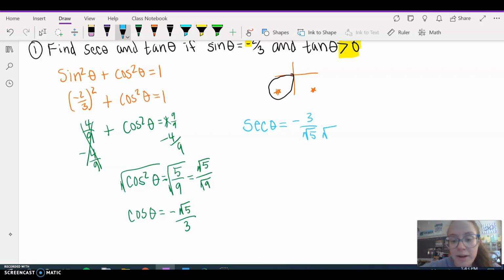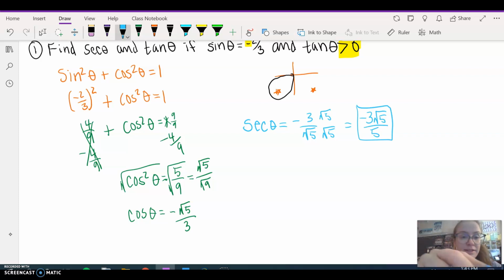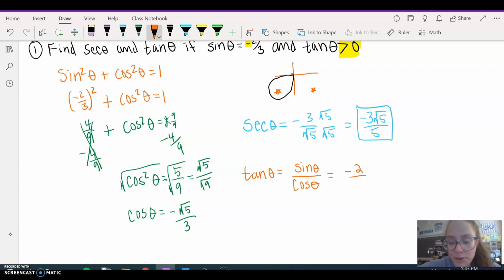But then we have to get rid of the radical in the denominator. So the final answer for secant is negative 3 root 5 over 5. That's that answer. And then the second answer, tangent. Remember, tangent is the same thing as sine divided by cosine. So sine, they told us, is negative 2/3. I'm going to divide that by my cosine that I just found.